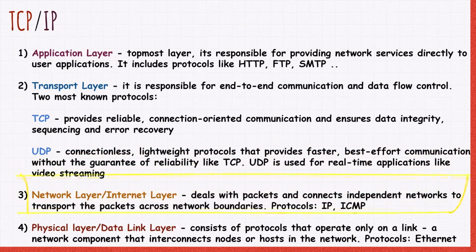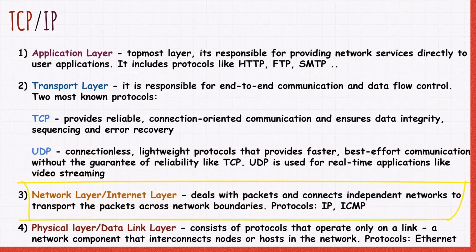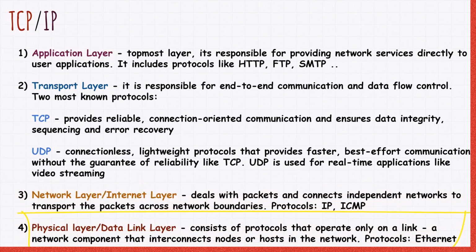Next up, we got the network layer, also called the internet layer, which deals with packets and connects independent networks to transport the packets across network boundaries. And last, we have the physical layer, also known as the network interface layer or data link layer, which consists of protocols that operate on a link, which is the network component that interconnects nodes or hosts in the network. Now, a protocol in this lowest layer would, for example, be Ethernet for local area networks.